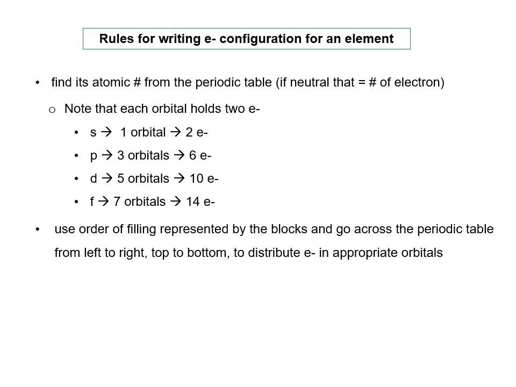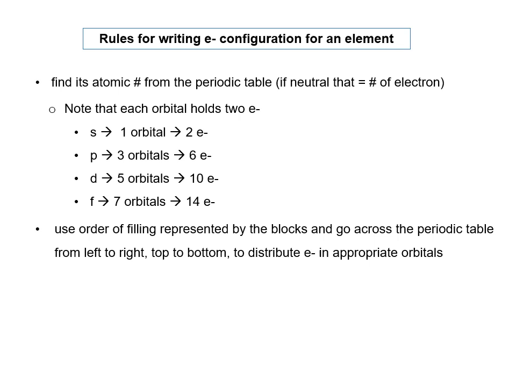And then what you have to do is note that each orbital holds only 2 electrons. Remember the s's, they only have 1 orbital, so they only hold 2 electrons. The p's have 3 orbitals, right? There's the px, py, and pz subshell, so they hold a total of 6 electrons. The d's have 5 orbitals, they hold 10, and the f's have 7, so they hold 14. And then what we do is we use the order of the filling that's represented by the blocks on the periodic table, and we go across the periodic table from left to right, top to bottom, and distribute those electrons in the appropriate orbital.